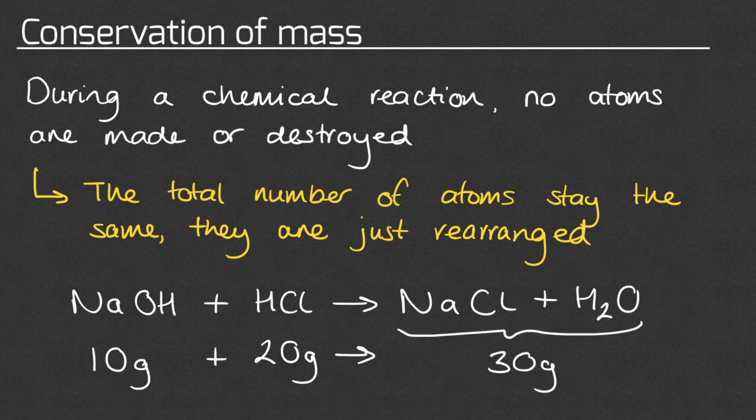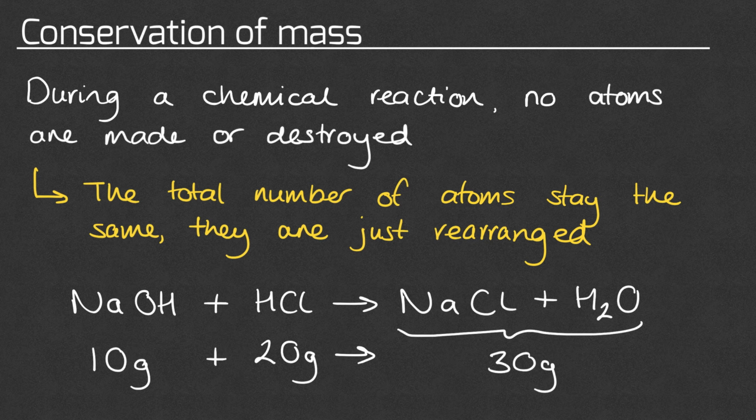We can also apply this to the masses of the reactants and the products. So if we react together 10 grams of sodium hydroxide with 20 grams of hydrochloric acid, well, there's 10 grams and 20 grams for each of the reactants. That makes 30 in total, which means the total mass of our products must also be 30. So we haven't made or destroyed any atoms, so we can also say the total mass of the reactants, 30 grams, must equal the total mass of the products, so that must also be 30 grams.